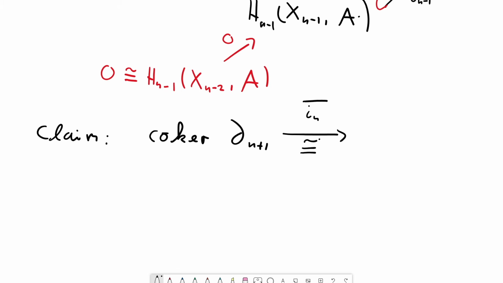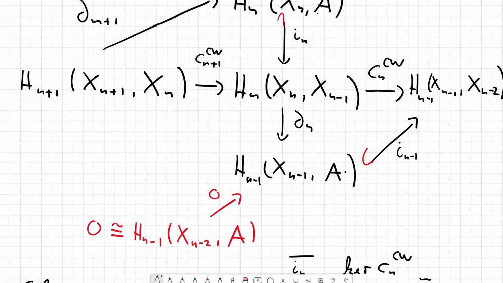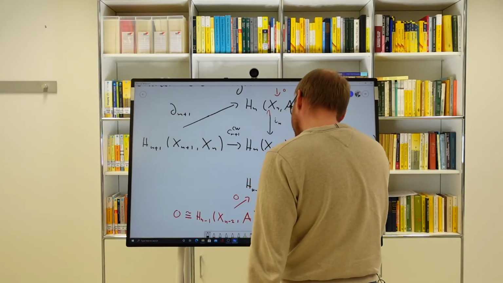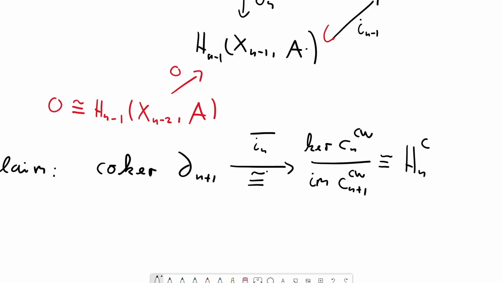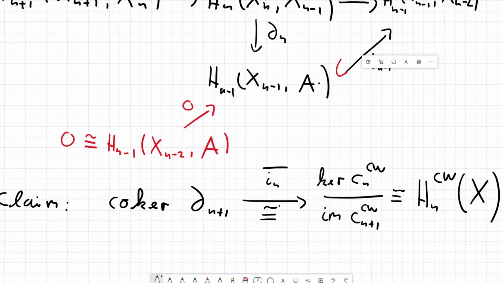And the claim is that this induces an isomorphism going to the kernel of Cn CW divided by the image of the previous one, so Cn plus 1 CW. And what's this right-hand thing? Well, that's precisely what we're interested in. It's the homology of this horizontal chain complex, which was the cellular chain complex. So in other words, this is just the nth cellular homology. Okay? So the claim is I can find the nth cellular homology in this diagram as the cokernel of del n plus 1.